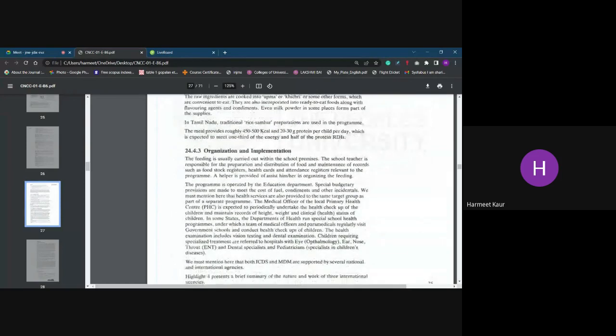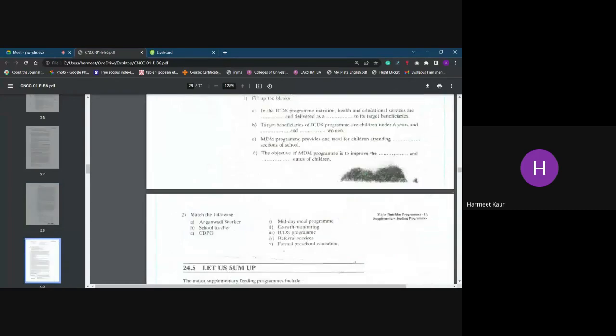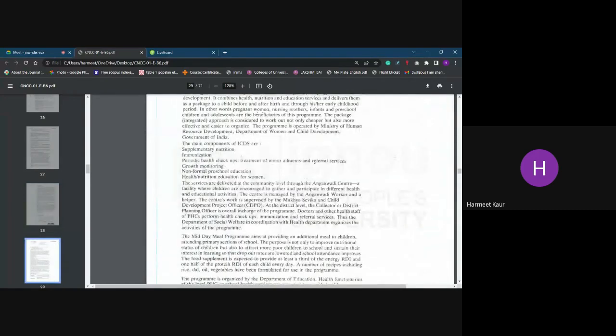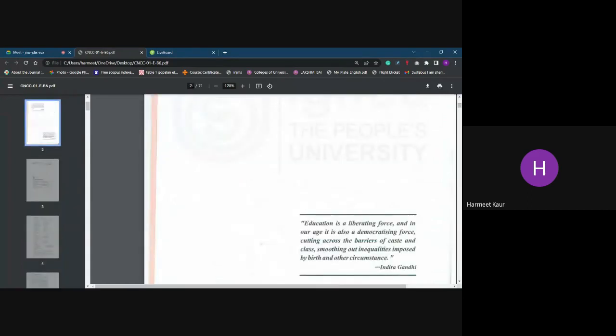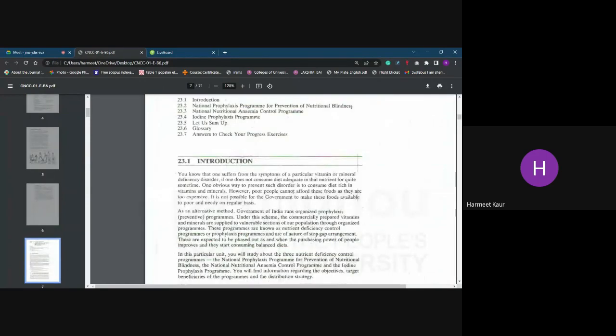Anything in these two programs which you want me to repeat? The three nutrient deficiency programs were first related to vitamin A deficiency, second to iron deficiency, and third to iodine deficiency. Then two of the supplementary nutrition programs which provide supplementary meals to these children are ICDS, that is Integrated Child Development Services, and the next one was what? Midday meal program. Okay. So anything you want me to discuss, you're most welcome.